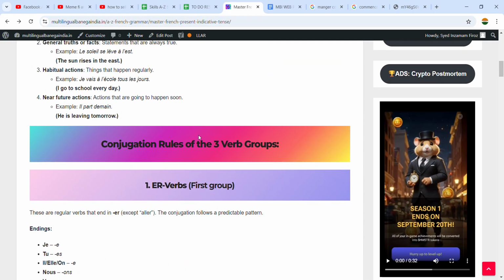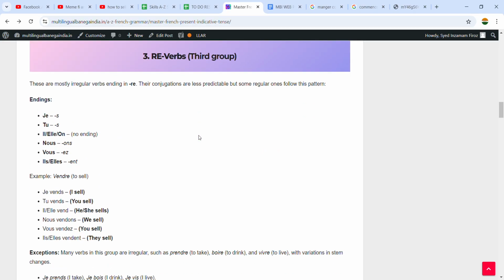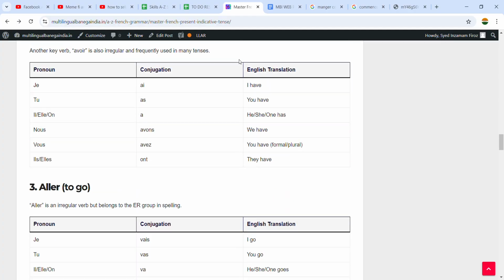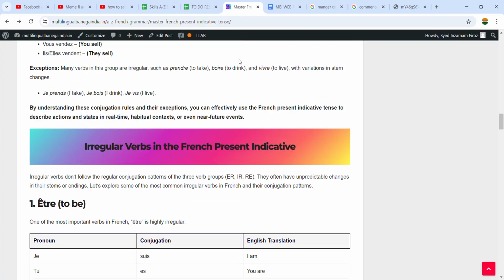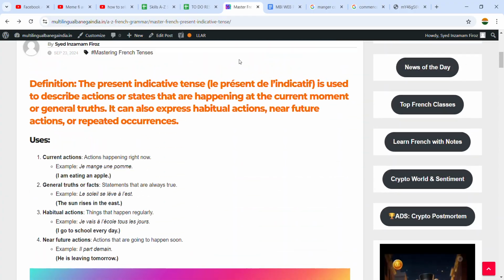So this part of the lesson ends here, and in the next video I will be telling you what the third group of verbs is and how we conjugate the verb in this part. Apart from this, I will also take you through some exceptions, I mean irregular verbs. These are actually helping verbs, very important for you.